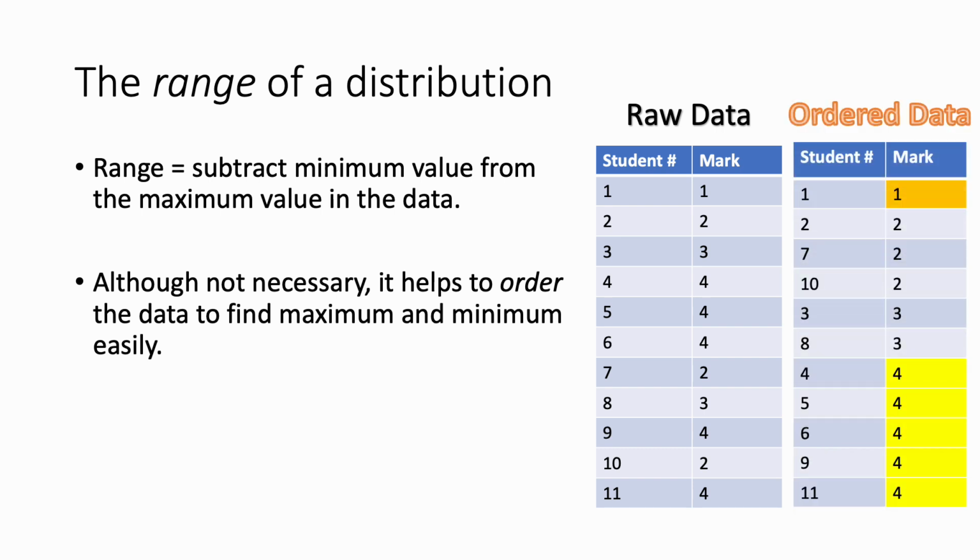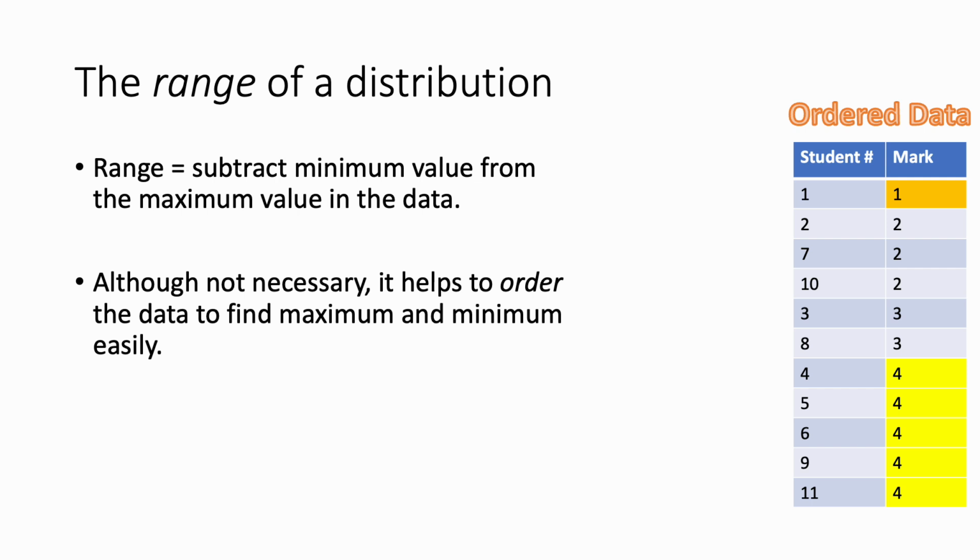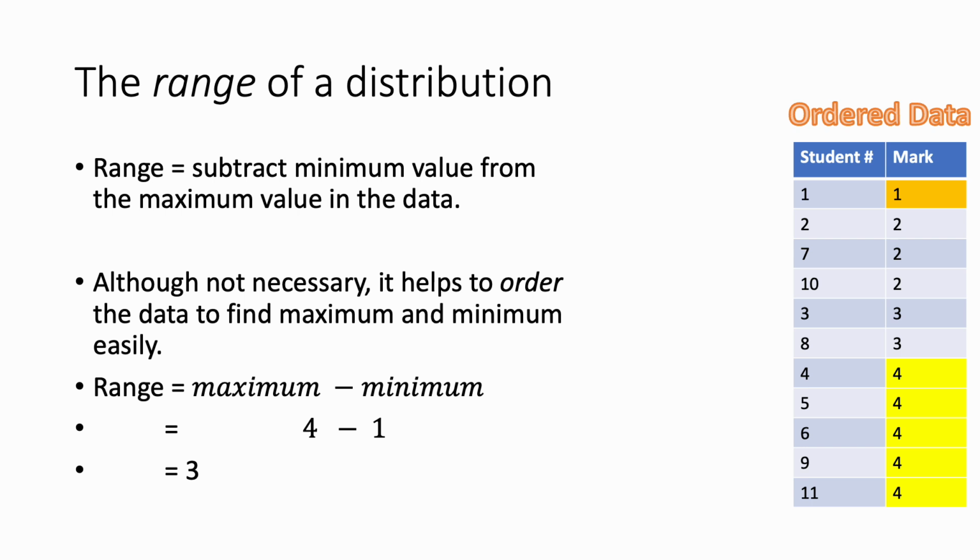So here is the ordered data now. Note, student IDs have been rearranged accordingly as well in the ordered data. Also, I have colored the maximum value at the bottom and the minimum mark at the top, so it's easy for you to see. Now that we have got the ordered data, we don't really need the raw data anymore, so we can ignore that. So the range, as described at the top of the slide, is equal to the maximum mark minus the minimum mark, which equals 4 take away 1, which equals 3. So the range equals 3.